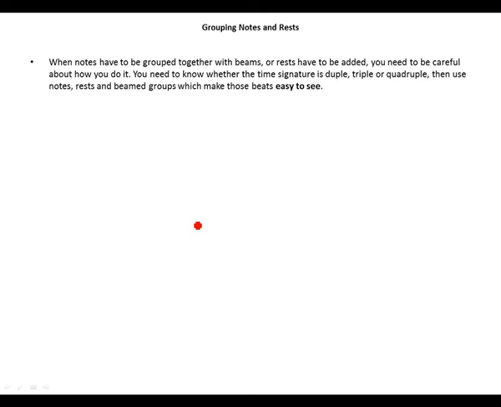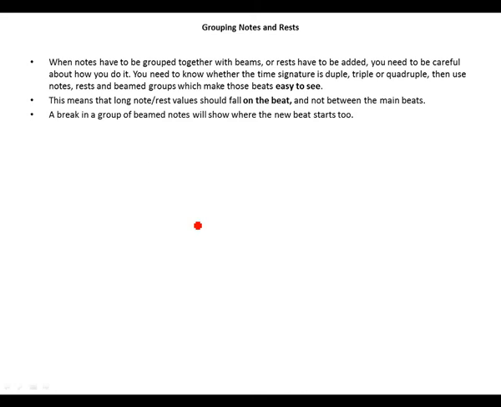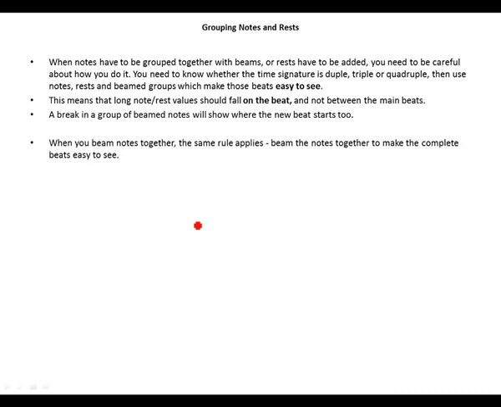When notes have to be grouped together with beams, or rests have to be added, you need to be careful about how you do it. You need to know whether the time signature is double, triple, or quadruple. Then use notes, rests, and beamed groups which make those beats easy to see. This means that long notes or rest values should fall on the beat and not between the main beats. A break in a group of beamed notes will show where the new beat starts. When you beam notes together, the same rule applies. Beam the notes together to make the complete beats easy to see.